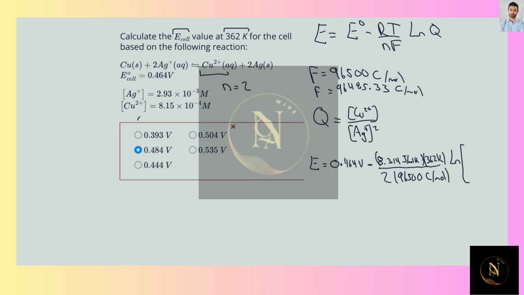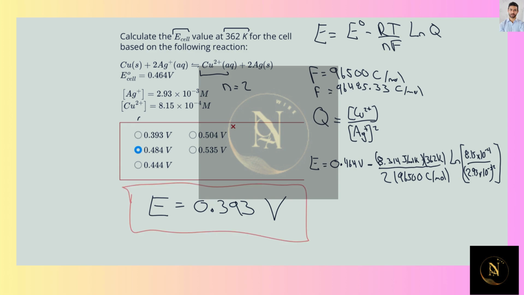And the logarithm of Q would be the concentration of copper 2 plus, 8.15 times 10 to the minus 4, over 2.93 times 10 to the minus 3 squared. So with this, our value for the potential would be equal to 0.393 volts, which is this option over here.